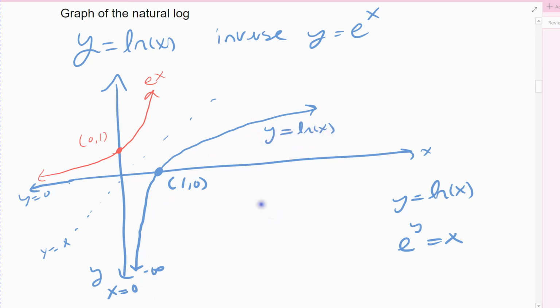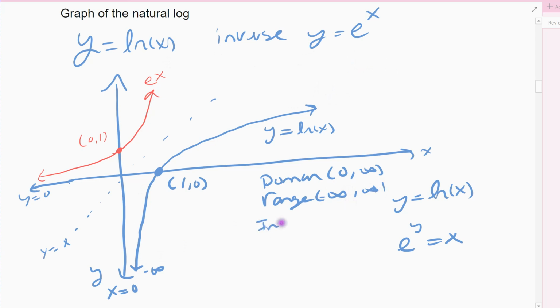The natural log function's domain has to be positive. If you try to plug a negative number or 0 into the natural log, it'll give you an error. However, its range is all real numbers. I get everything out from negative infinity. It's growing forever, slowly, but it is shooting up to positive infinity. So I get every value out, but I can only plug positive values in.